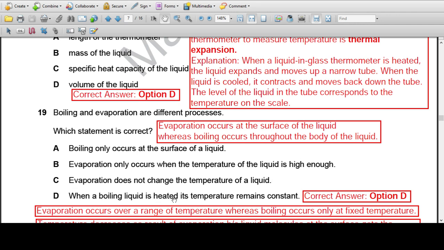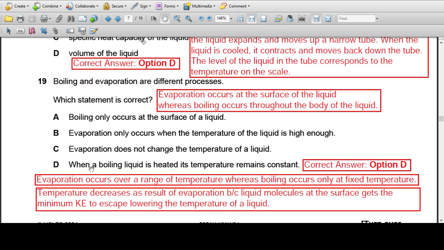When a boiling liquid is heated, its temperature remains constant. Yes, this is correct, because the temperature will not rise during boiling. Evaporation occurs over a range of temperatures, whereas boiling occurs only at a fixed temperature. Evaporation always occurs from very low temperature to very high temperature, but boiling occurs at a fixed temperature.